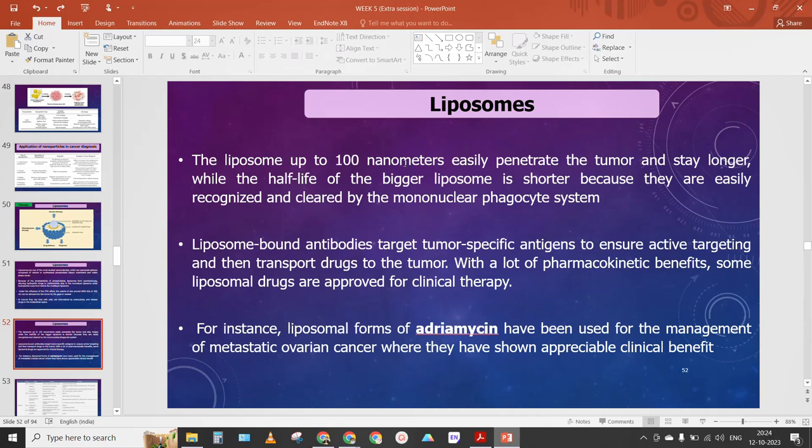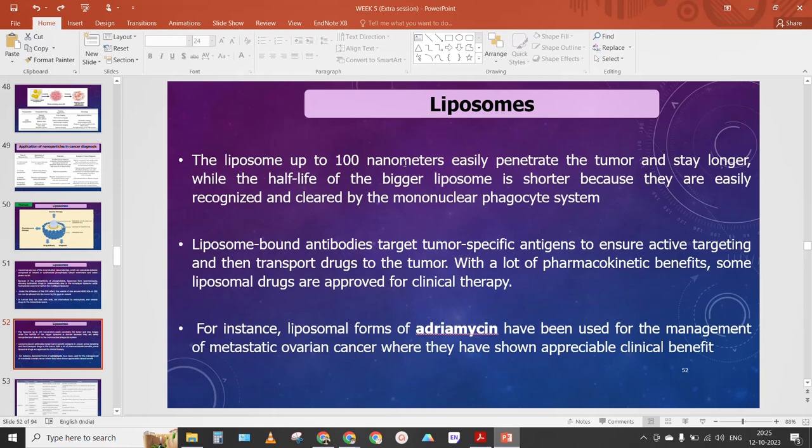The half-life of bigger liposomes is shorter because they are easily recognized and cleared by the mononuclear phagocyte system. So after the treatment, the mononuclear phagocyte system can easily recognize and clear the liposome present in the particular system or organ.